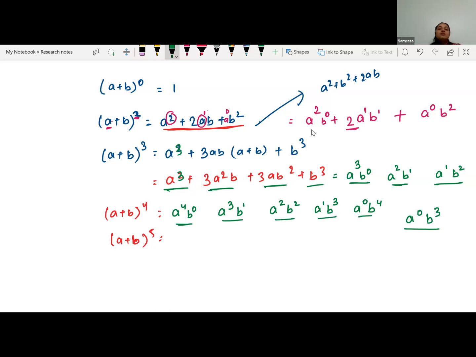Yes, ma'am. Now, one more thing we must notice over here: when the power is 4, how many terms? When the power is 2, we are getting 1, 2, 3 terms. When the power was 0, we have got 1 term. When the power is 3, we have got 1, 2, 3, 4 terms. When the power is 2, we are getting 3 terms. Are you able to understand here? Yes, ma'am. Similarly, when the power is 5, we will be getting how many terms, Lena?